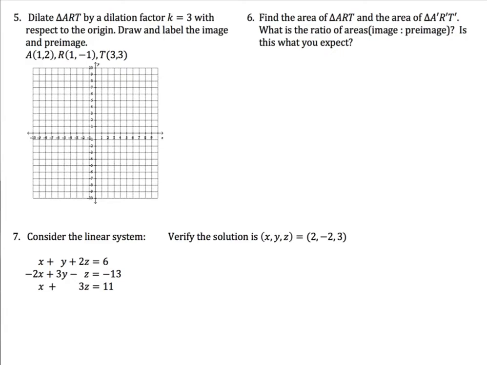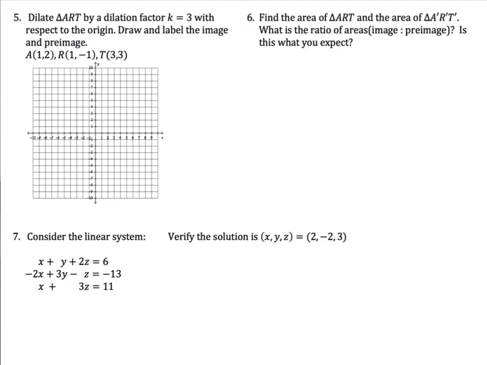Number 6, you're going to find the ratio of the areas, image compared to pre-image. Is this what you expect? Now back in Unit 2, we learned that the dilation factor affects the area by a square of the dilation factor. So if the dilation factor here is 3, we should expect that it is 9 times the area. 3 times 3, 9 times the area.